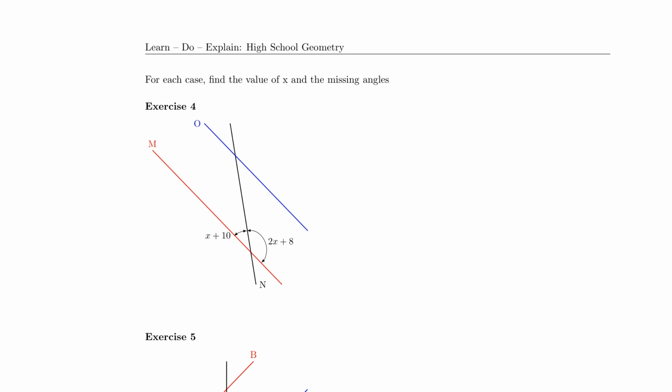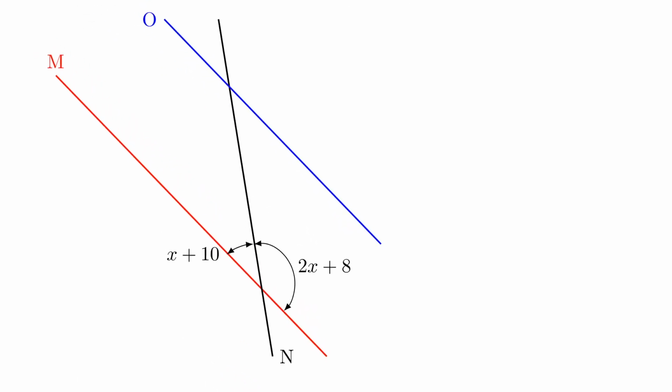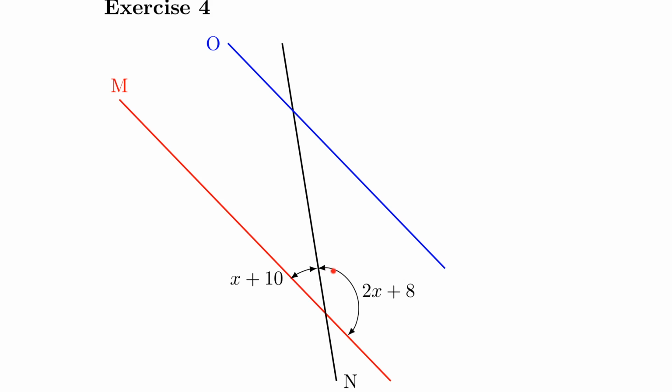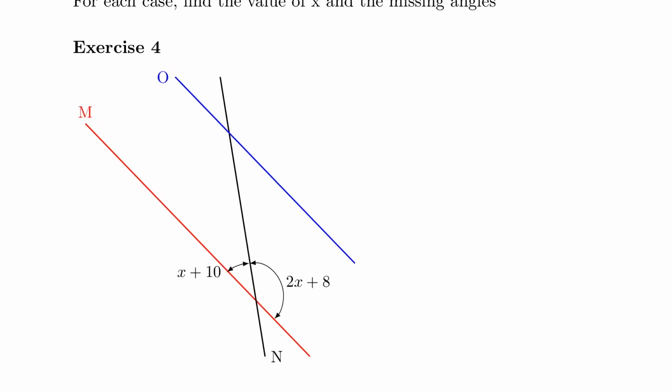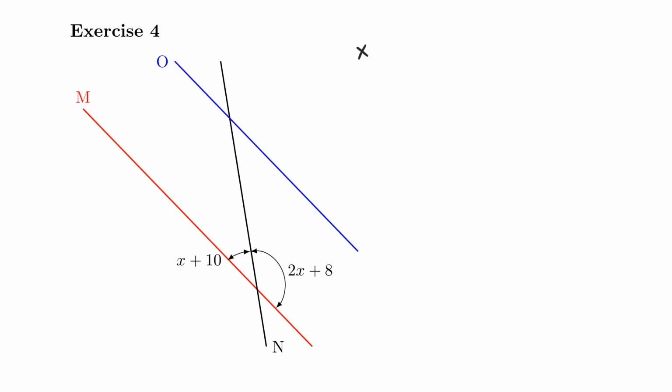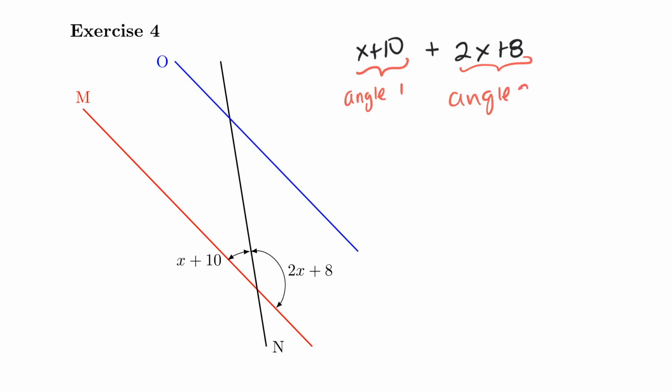So let's go ahead and set up our equation. We know that these two angles are supplementary angles, right? Which means that the sum of these two angles adds up to 180 degrees. So we can say that x plus 10, which will be this little angle here, plus 2x plus 8, which will be this angle here. Let's note it as angle 1 and angle 2. These two angles are equal to 180 degrees.